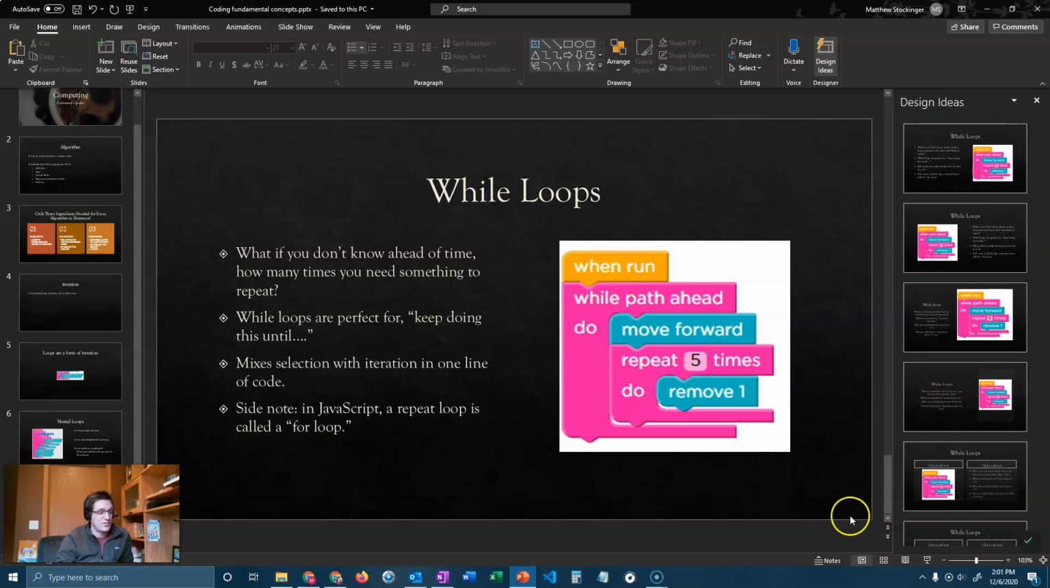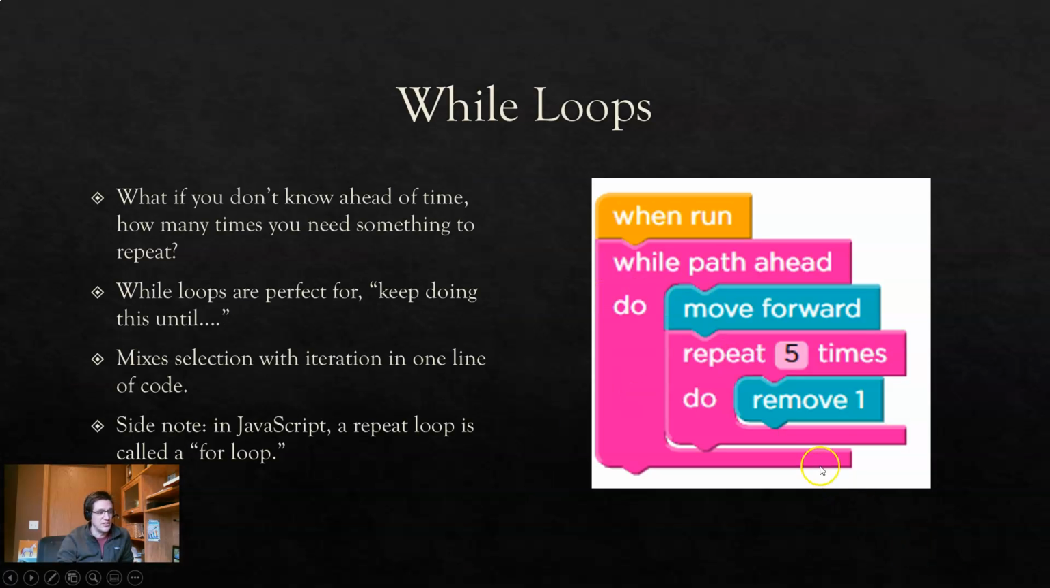That's about all I have to say, actually. I made a nice slide here, but you need to grapple with these yourself. Again, they're perfect for a situation where you need to keep doing something until something changes. And technically, if we're talking about analyzing the algorithm structures here, what this is doing is it's mixing iteration with selection. Now selection is like an if block. We had if blocks right away in the beginning of this course. So there's an if hiding in here, right? While path ahead means if there's a path ahead, then keep looping.